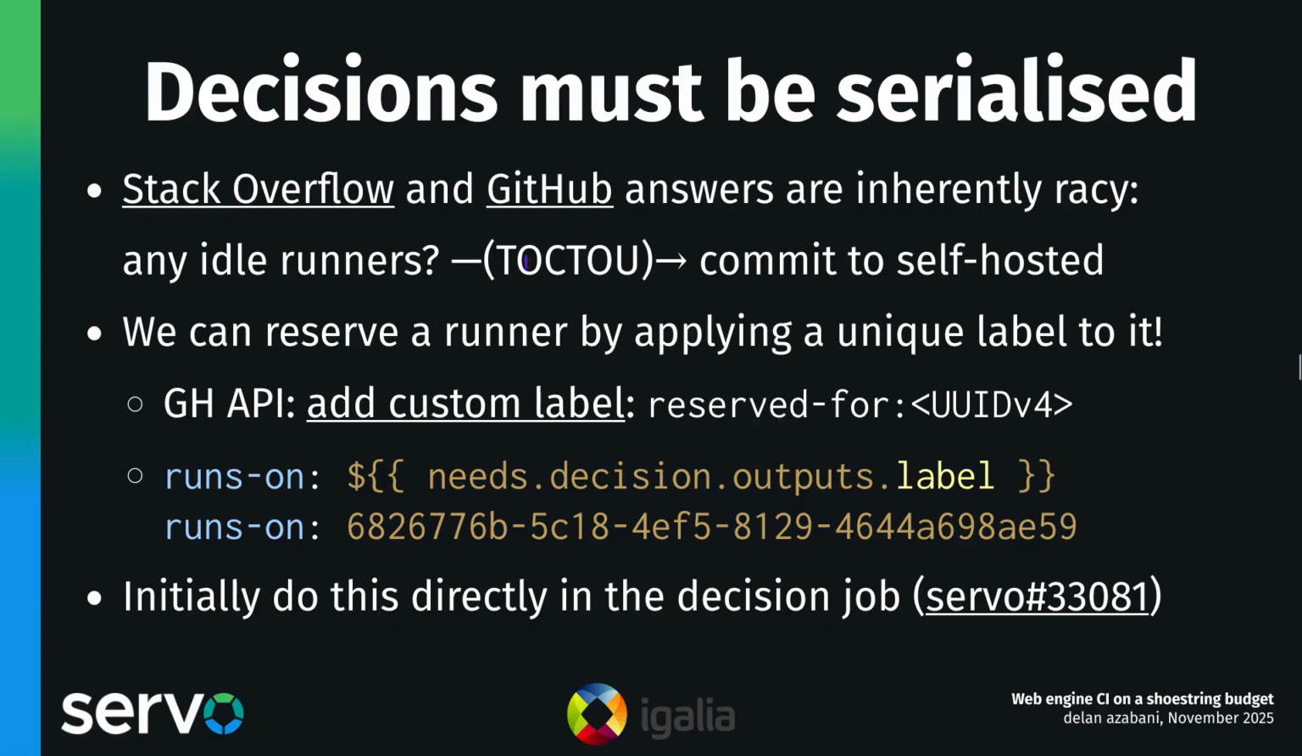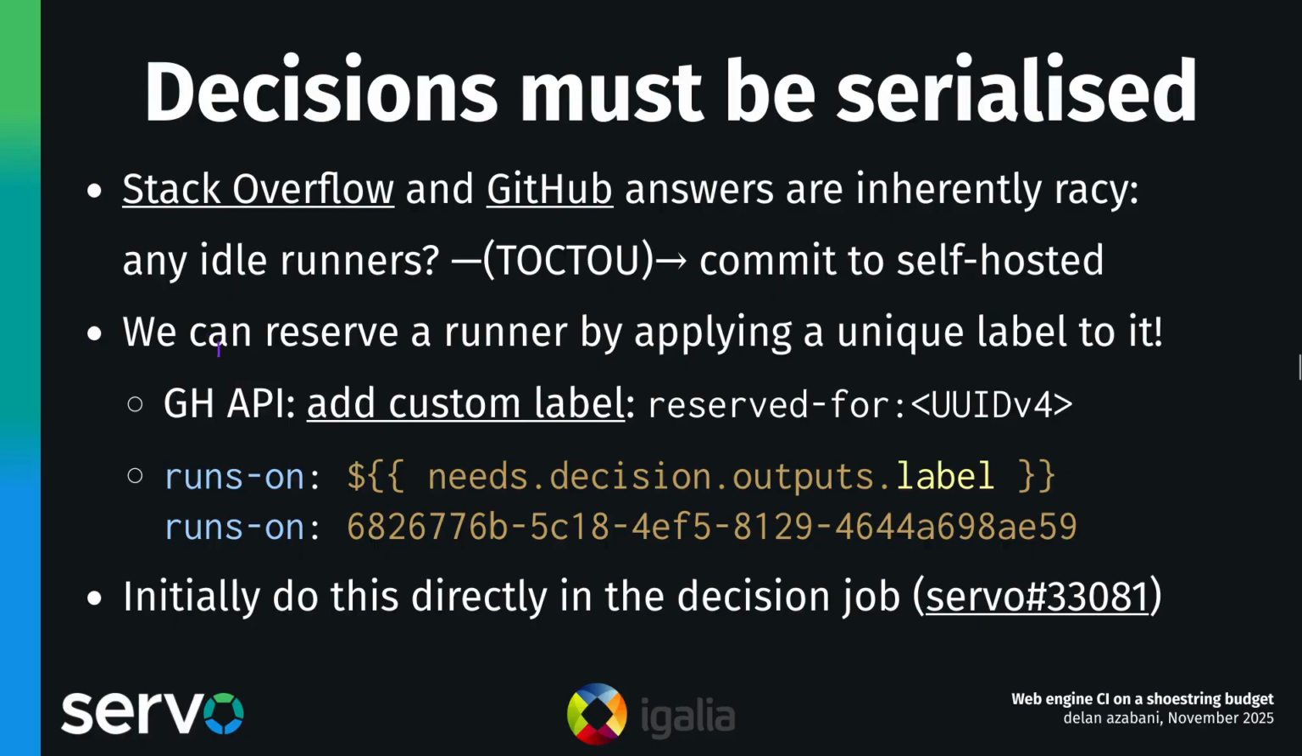The trouble is that in between, if another decision job comes in and tries to make the same kind of decision, they can end up earmarking the same runner for two jobs. But each runner is only meant to run one job, and it can only run one job. So one of the jobs will get left without a runner.